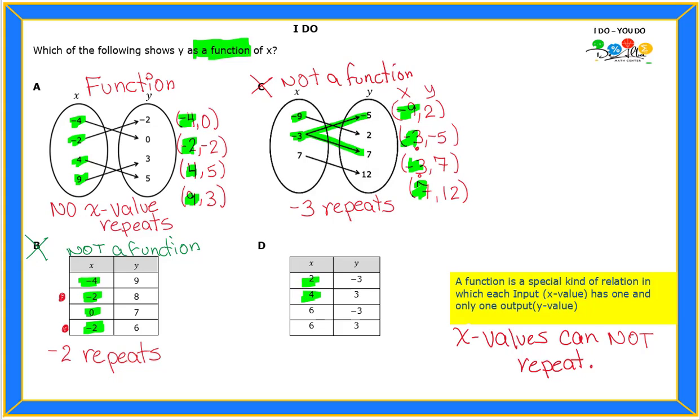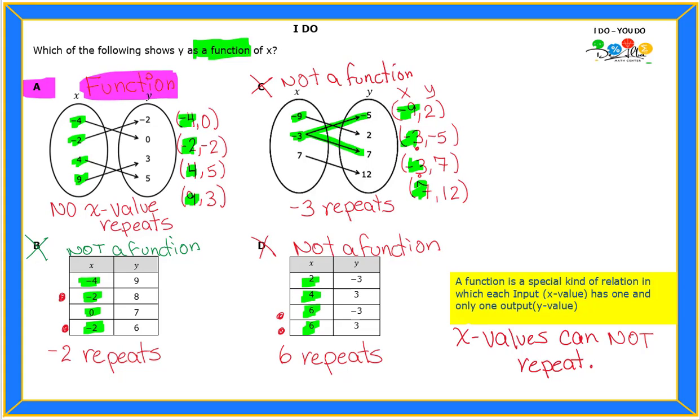So I got my x values right here. And now the question is, do you see any x value that repeats? And the answer is yes. 6 repeats. So if 6 repeats, that means this is not a function. Okay? So I was looking for something that is a function. Therefore, the answer should be letter A, because that was a function.